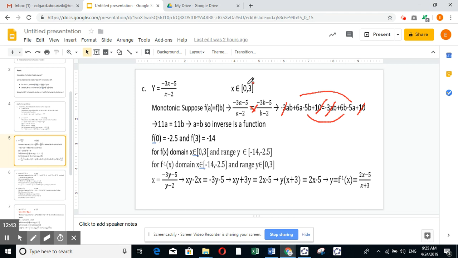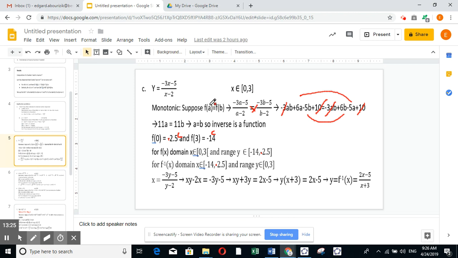So we now do the domain and the codomain of f. f of 0 is minus 5 over minus 2. Sorry, this is 2.5, by mistake, I'm very sorry. And f of 3 is minus 9 minus 5, minus 14 over 1, so minus 14. Both are closed. So the domain will be from minus 14 till 2.5, the range of y. For the inverse function, x will be y and y will be x, so it will be from minus 14 till 2.5, the domain of the inverse function.